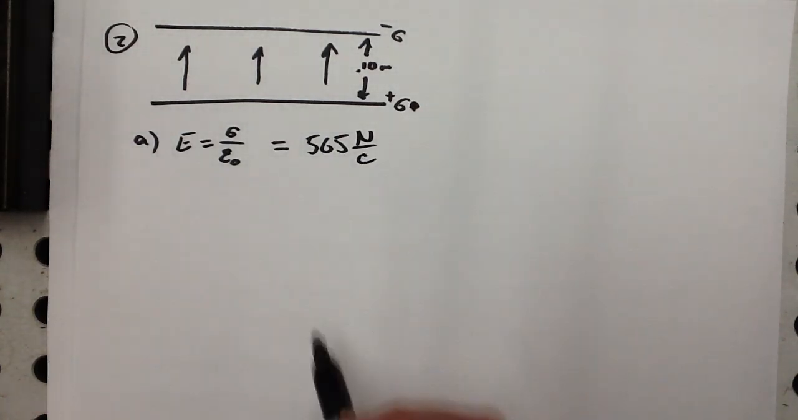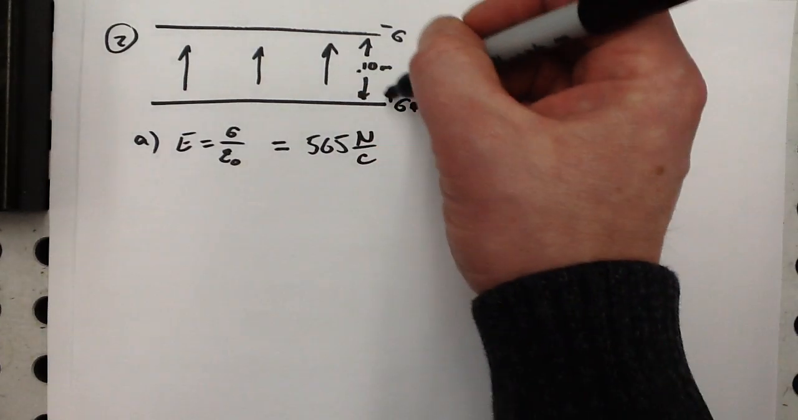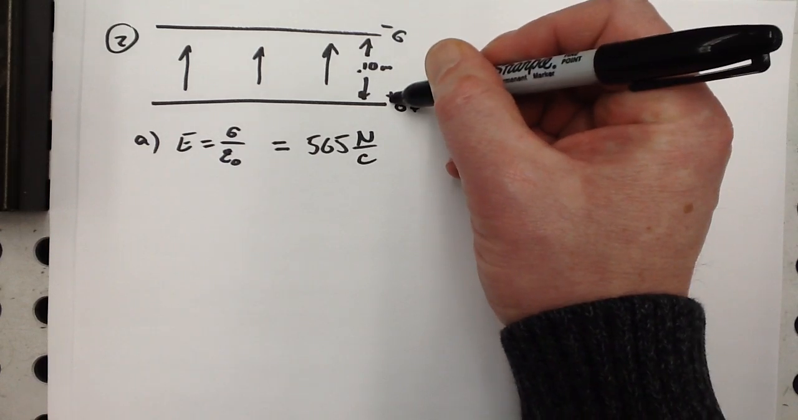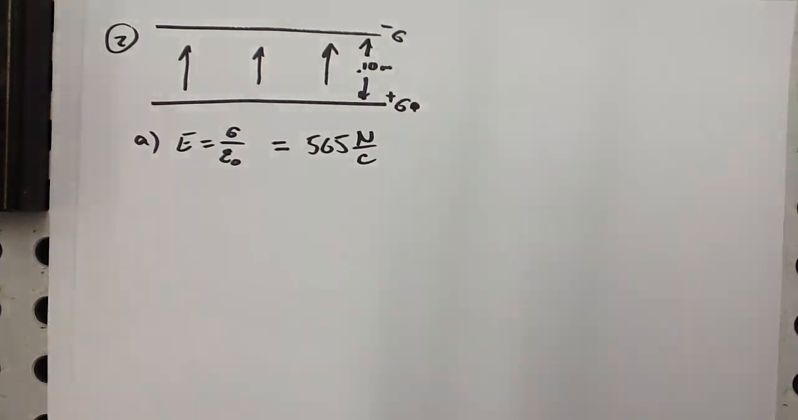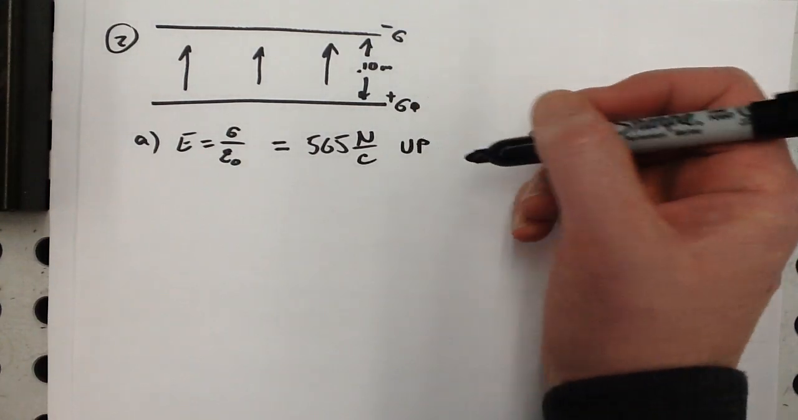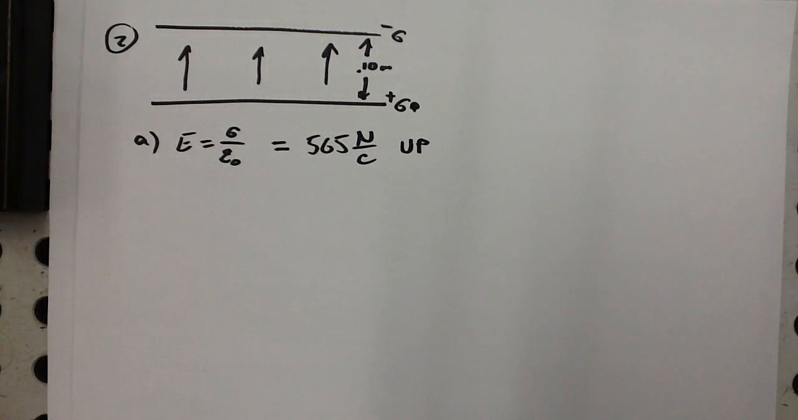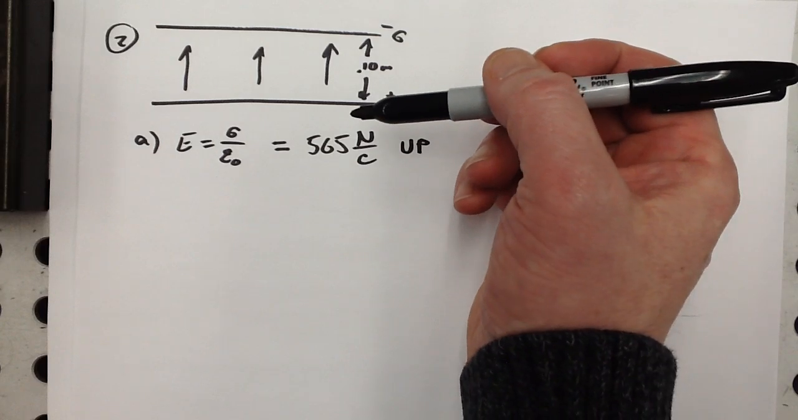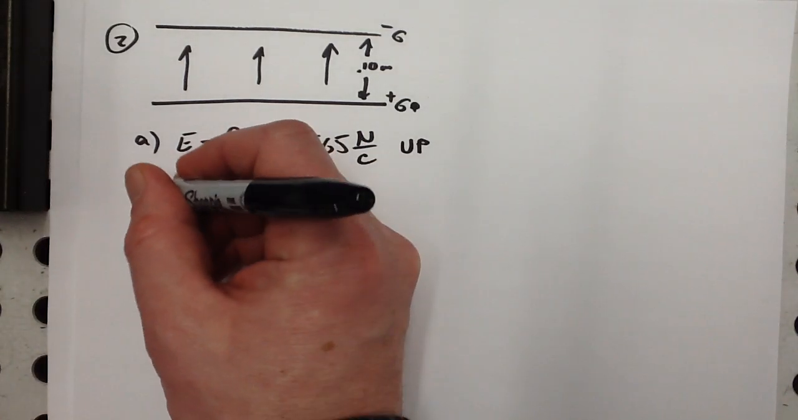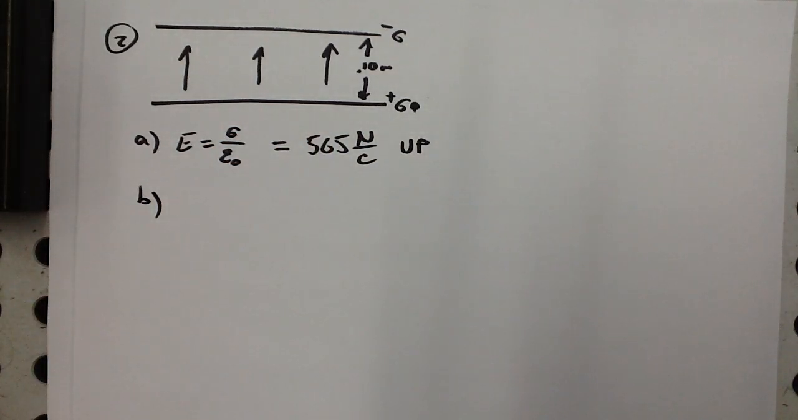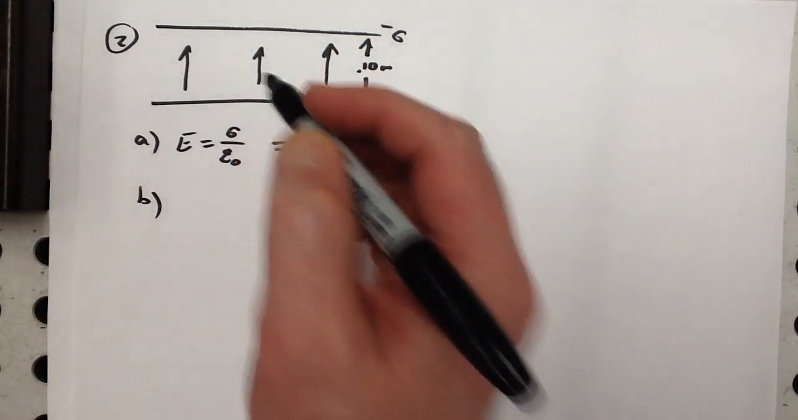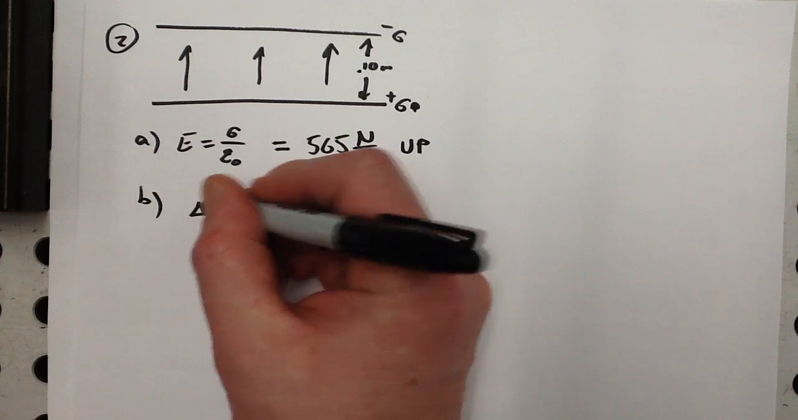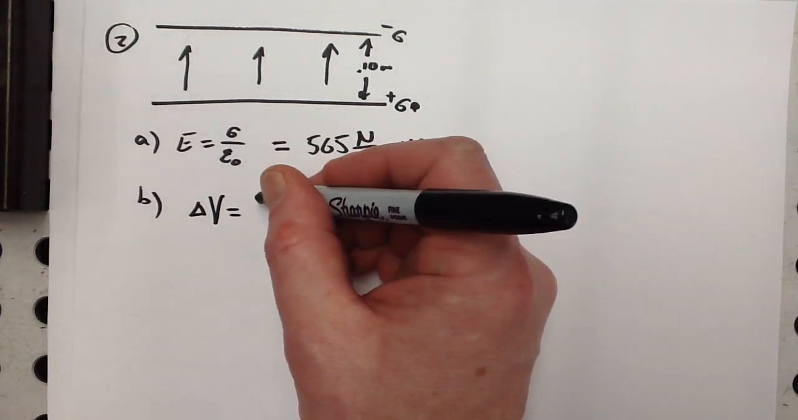And what's the direction of the electric field? It points away from positive to negative. So that would be up. And that's all for part A. I thought maybe there was another part to that, but no, there is not. So what's the electric potential at a point halfway between the plates? So this is the first time we're going to introduce this.